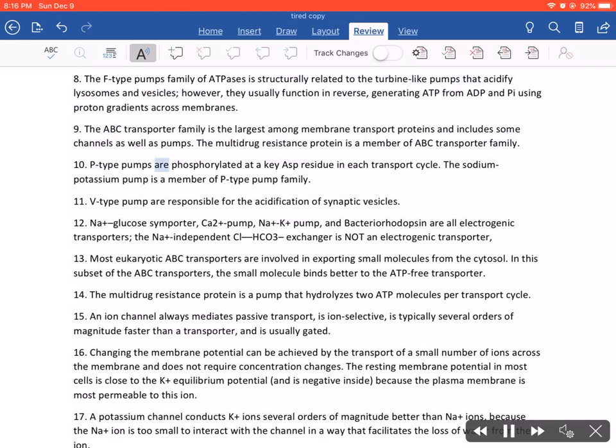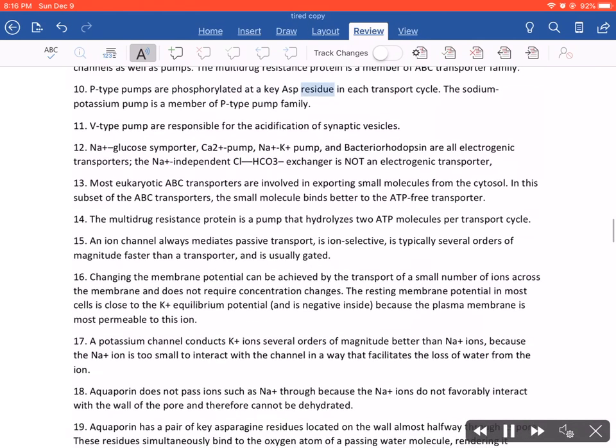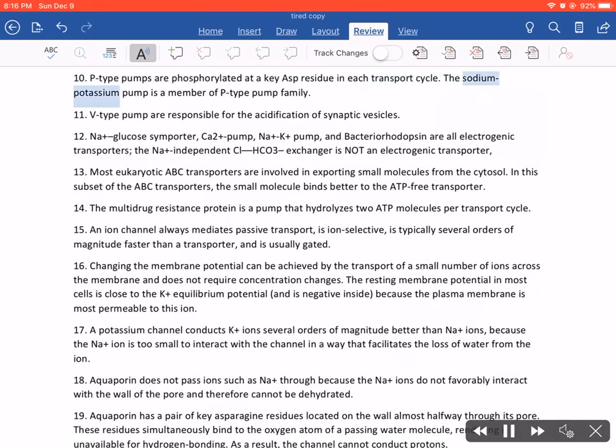10. P-type pumps are phosphorylated at an aspartate residue in each transport cycle. The sodium-potassium pump is a member of the P-type pump family. 11. V-type pumps are responsible for the acidification of synaptic vesicles. 12. Na+-glucose symporter, Ca2+ pump, Na+-K+ pump, and bacteriorhodopsin are all electrogenic transporters. The Na+-independent Cl-/HCO3- exchanger is not an electrogenic transporter.